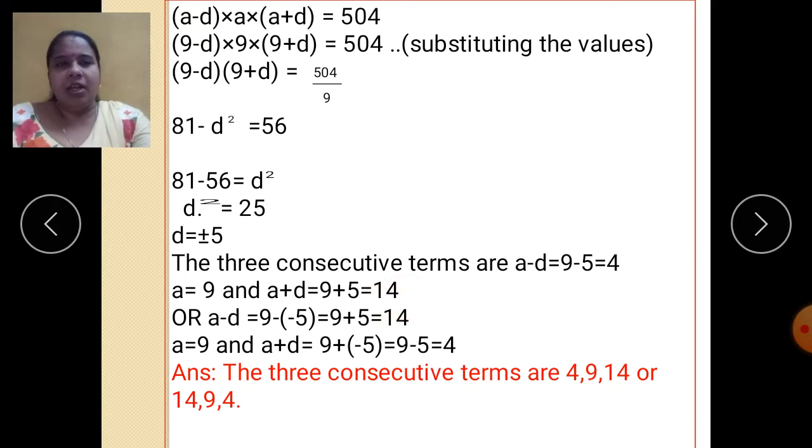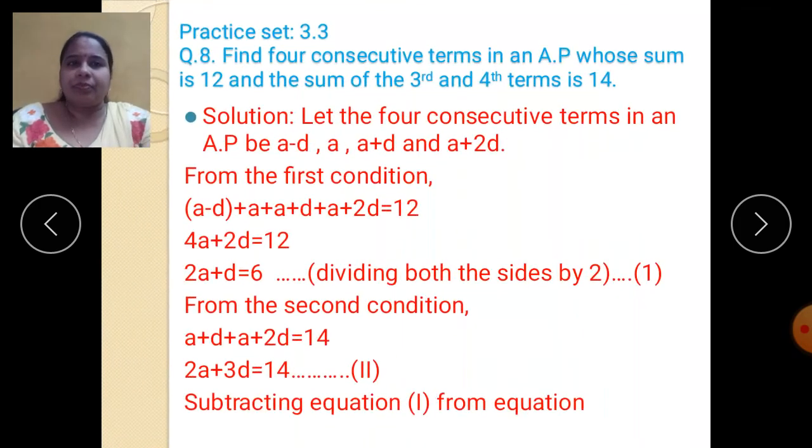This is one set, and the second set will be 14, 9 and 4. This way, you get the same set but in the reverse order, 4, 9, 14 or 14, 9, 4. This way you can write the final answer. I hope you have understood all the steps: assumption, substitution in the two conditions, solving it, getting the answer, and finally the final substitution here. Okay, let us move to the next sum.